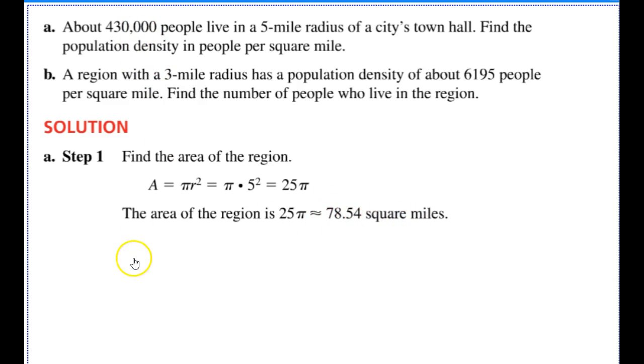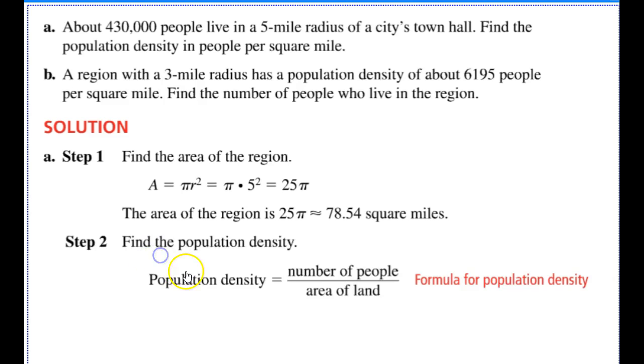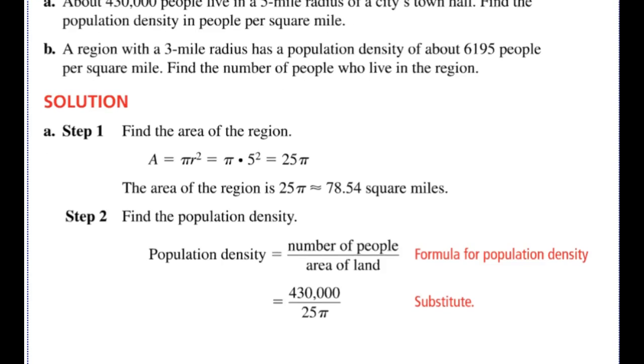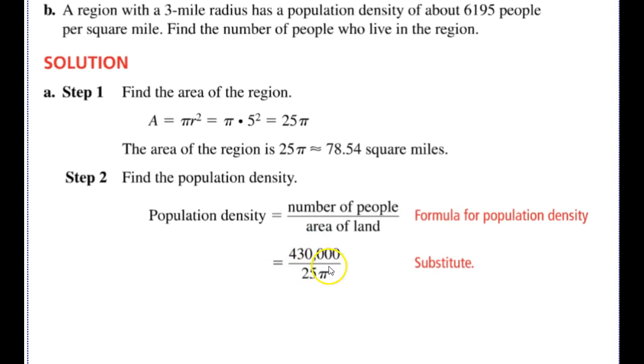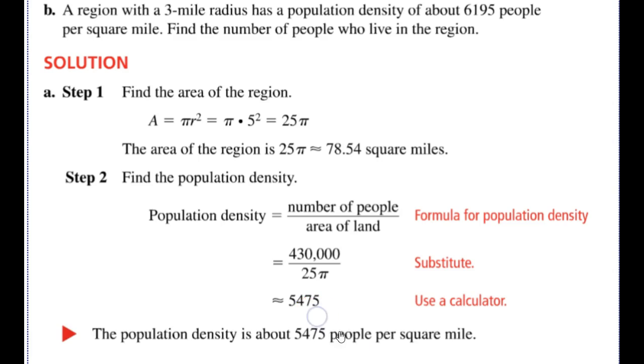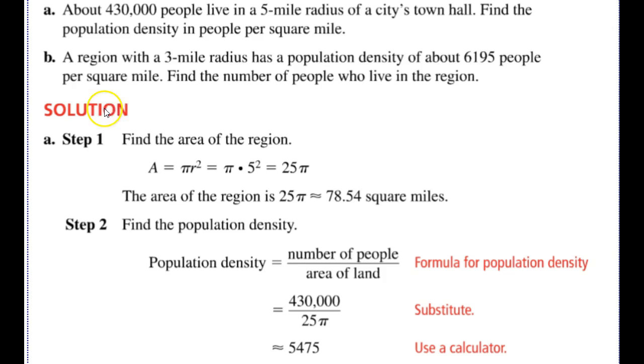So now I can find the population density by taking the number of people, dividing that by the area of land. So I just substitute what I have. I know there's 430,000 people divided by this 25 pi. So there are approximately 5,475 people per square mile is how we can read that. So now let's look at part B. A region with a 3-mile radius has a population density of about 6,195 people per square mile. Find the number of people who live in that region.